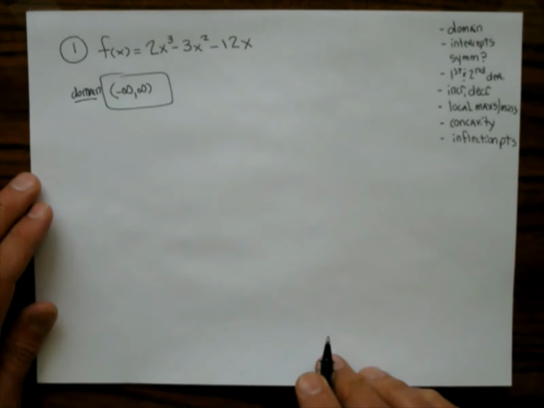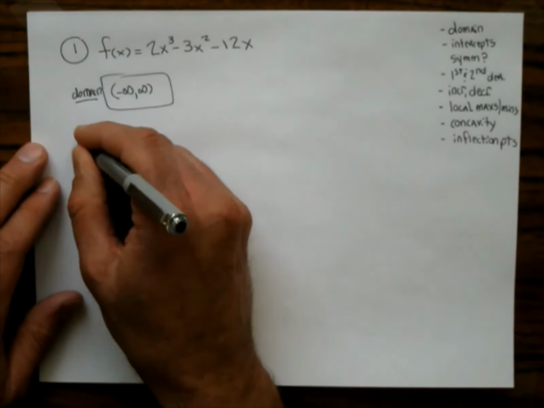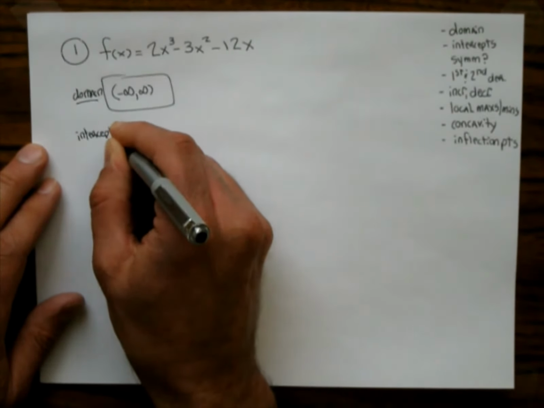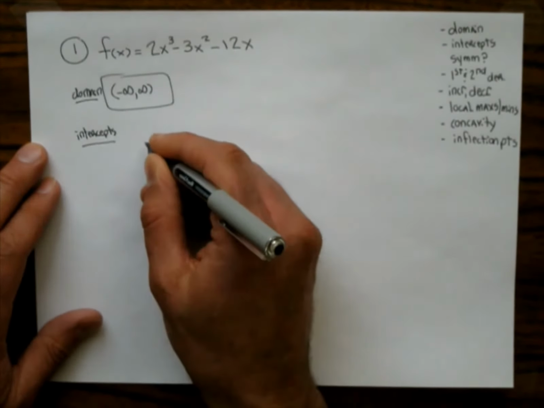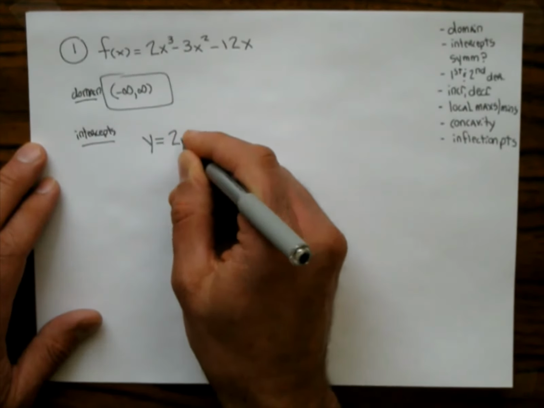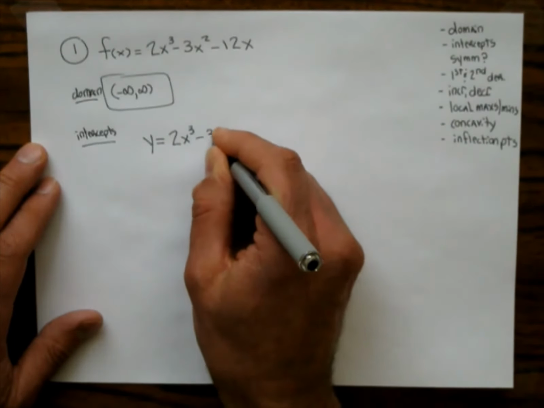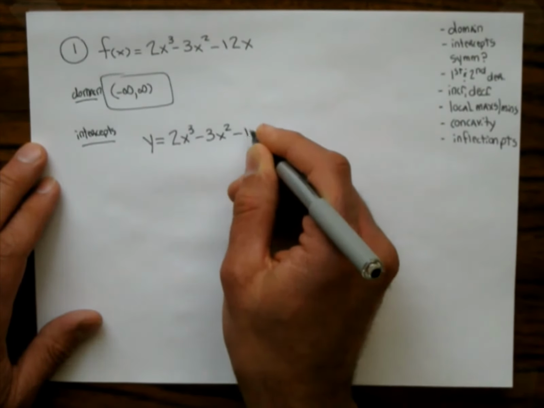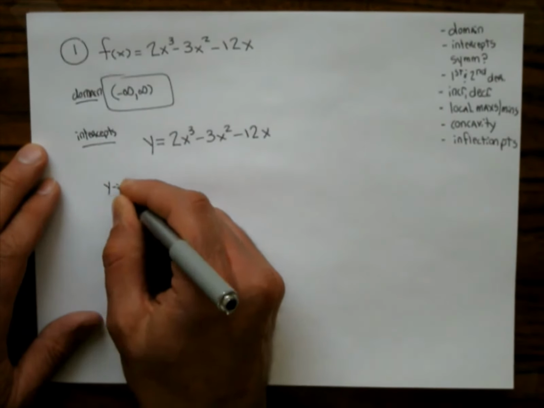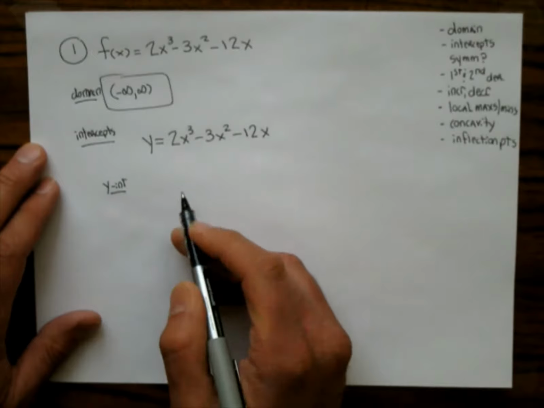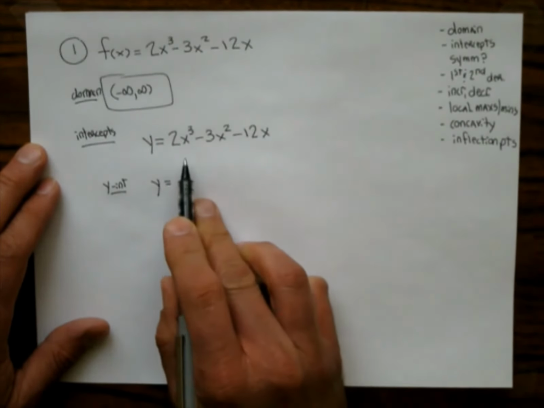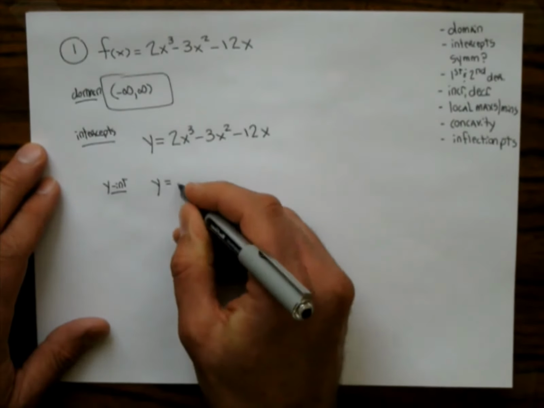Okay, the next thing that I want to take a look at is my intercepts. We'll rewrite this function so it says y equals 2x cubed minus 3x squared minus 12x. We'll go for the y-intercept first. The y-intercept is gotten by setting x equal to 0. So it looks like I get 0 on the right hand side.